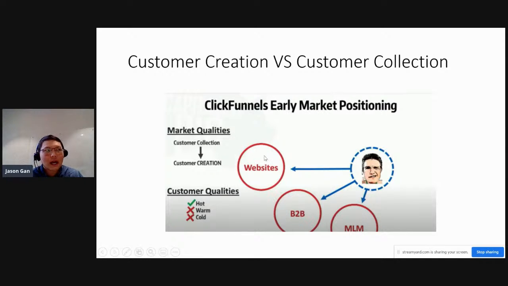Basically, it's the people who hate using websites. Why? Because a website is not that good at capturing the leads. So go to the market and capture the audience. But once you go through that phase, you have to go to another phase, which is customer creation. So you have to create a new customer, which is you go to this market and target the warm and cold people. The people who like their website, they don't hate using websites. You have to convince them to use a funnel. So this is the second phase, which is customer creation.